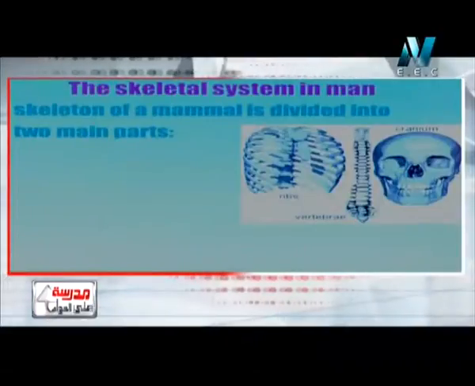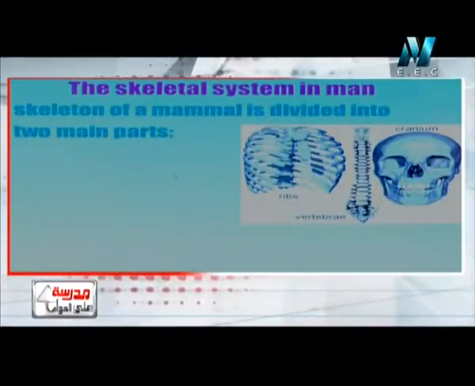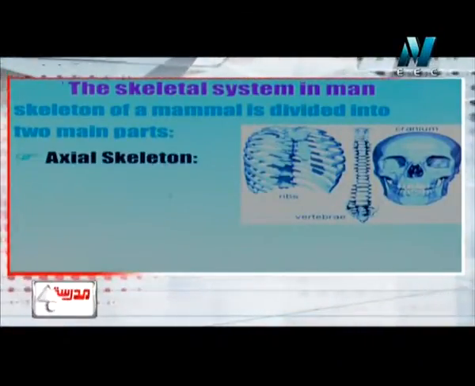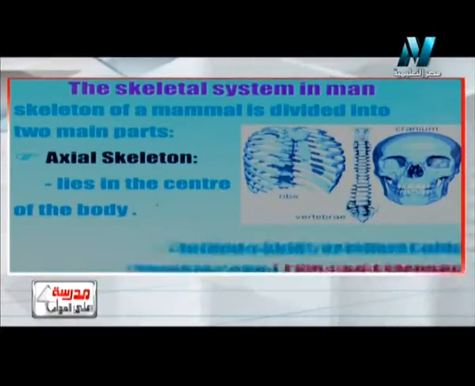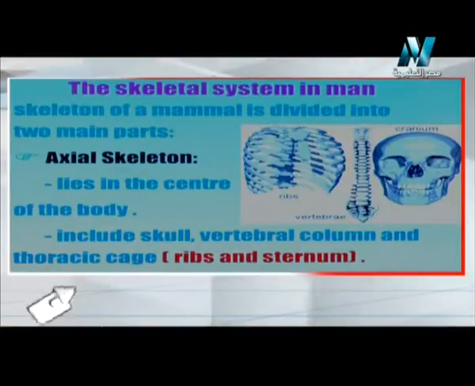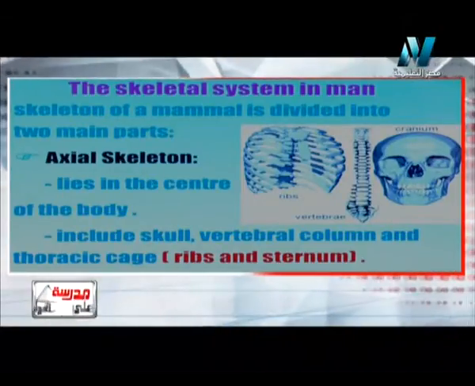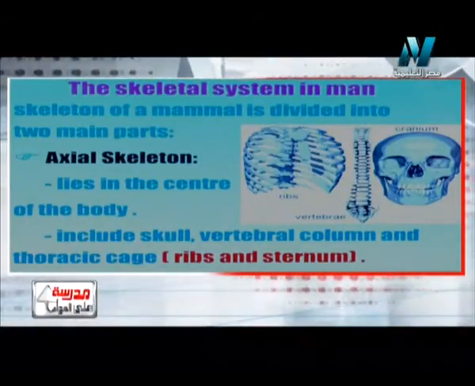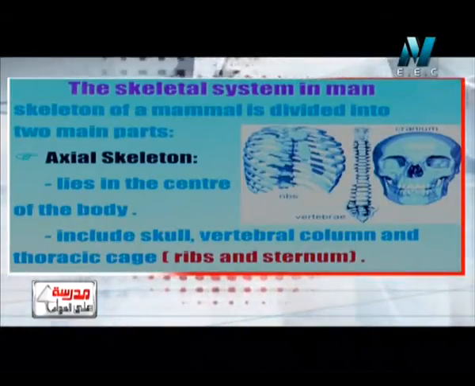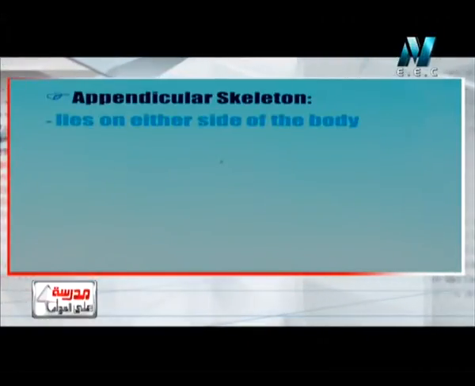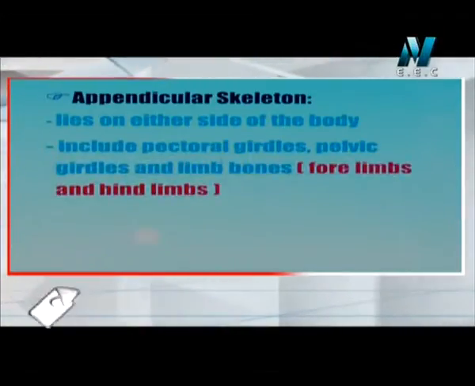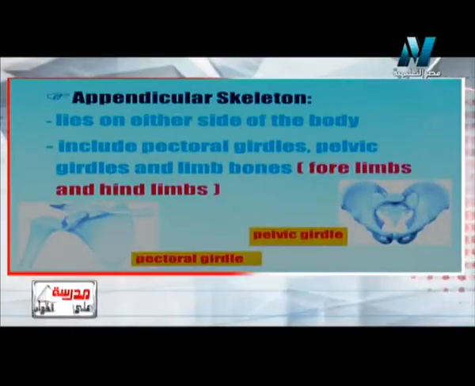Number 1, skeletal system in man. Skeleton of mammals is divided into two main parts. Axial skeleton lies in the center of the body, includes skull, vertebral column, and thoracic cage. Appendicular skeleton lies on either side of the body, includes pectoral girdle.